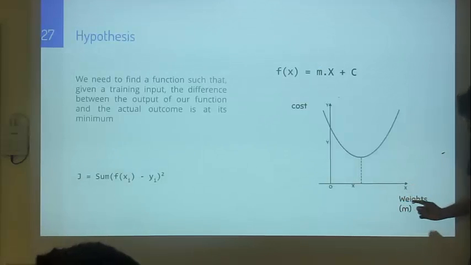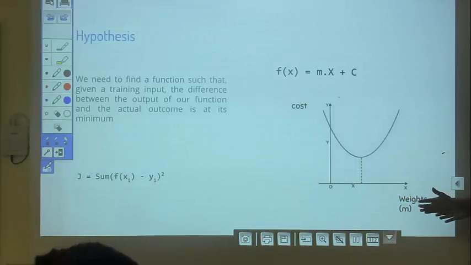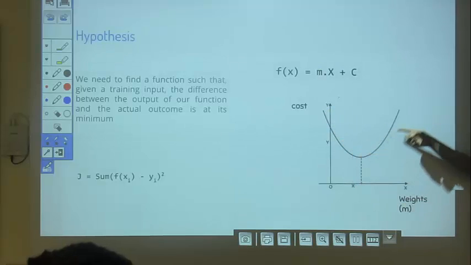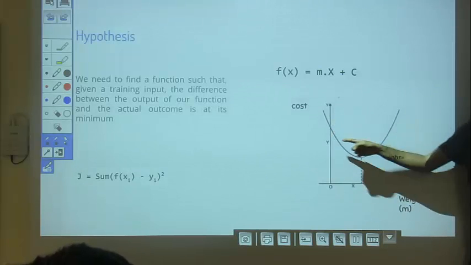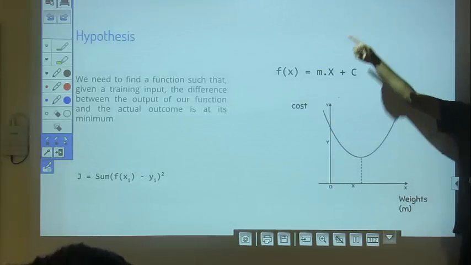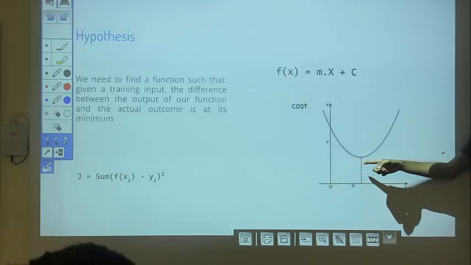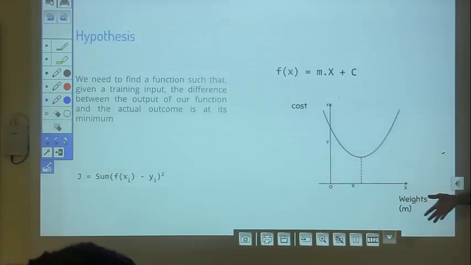We change the value of our m from 0 to some 100 value, and whenever we change this value, the cost goes up and up to infinity, but the minimum is here. That's where the cost function is at its minimum.